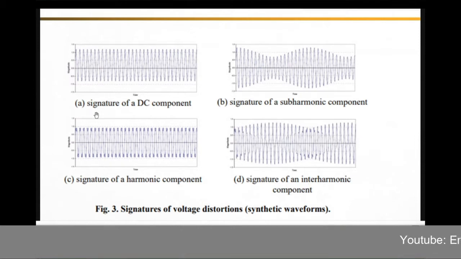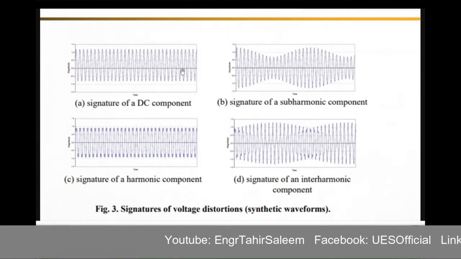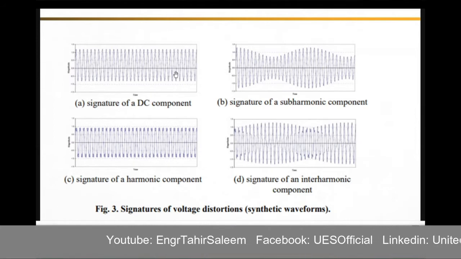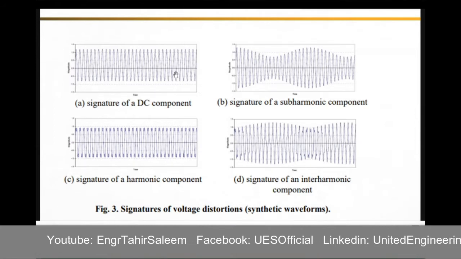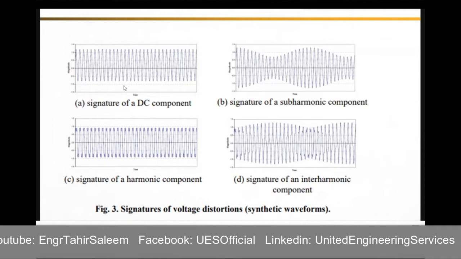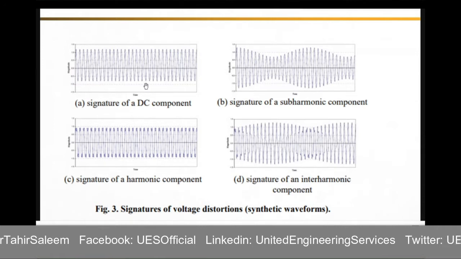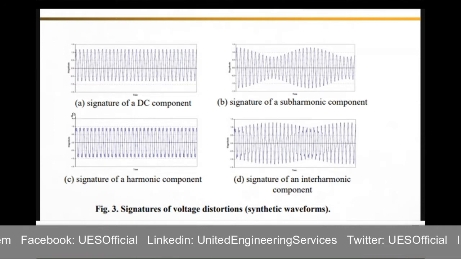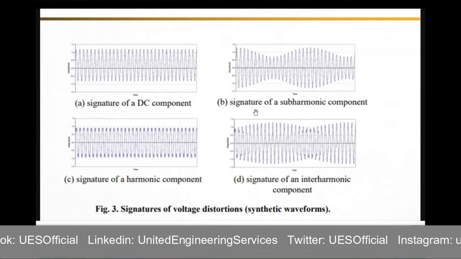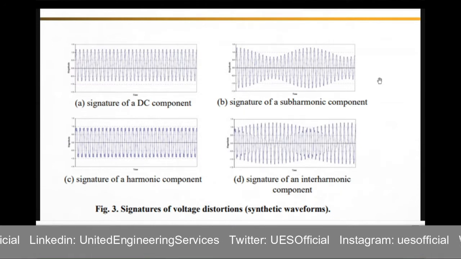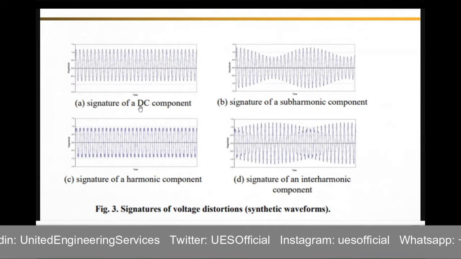Now, this is a signature of a DC component. Here you can just see it and memorize it, and if you find any other waveform while you are working in the field or in academics, you can match it and easily evaluate that this is a signature of a DC component. This is of a subharmonic component. This is of harmonic components.